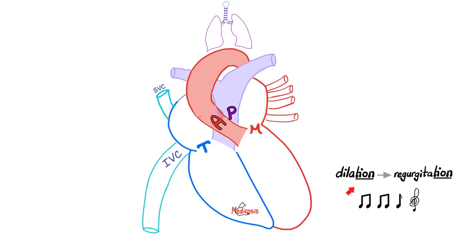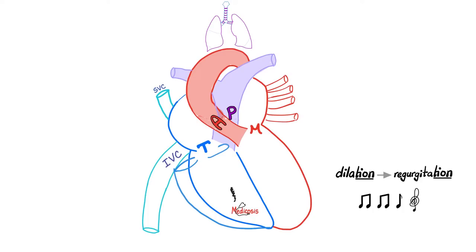Let me tell you a very important song. Dilation equals regurgitation. Dilation, regurgitation. Meaning what? Meaning if I dilate the right ventricle for one reason or another, what's going to happen is that the annulus or the ring of the tricuspid valve will dilate, which makes it difficult for the tricuspid valve to close.